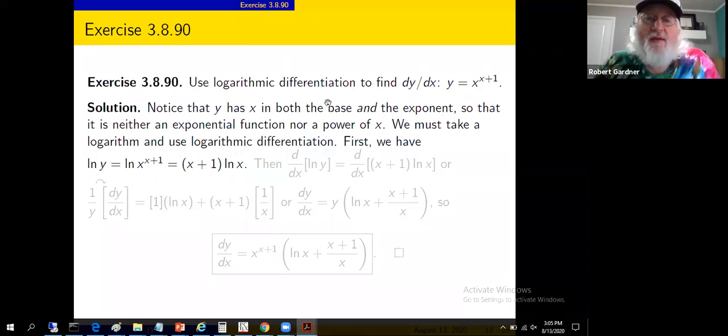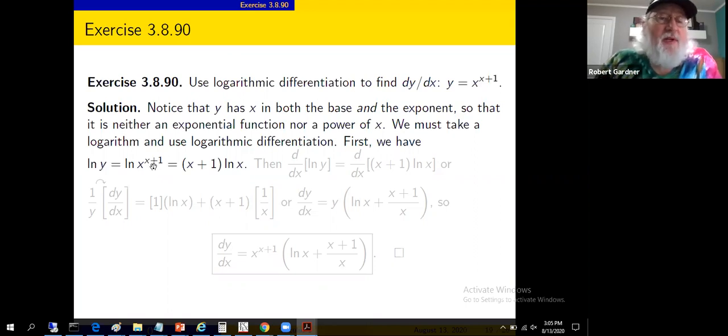But they gave us the hint to use logarithmic differentiation. They gave you that hint because you can't do anything else. All right, so we'll let y equal x to the x plus 1 power and take a logarithm. Then the log of y is the log of x to the x plus 1 power. Does that gain anything? It does.